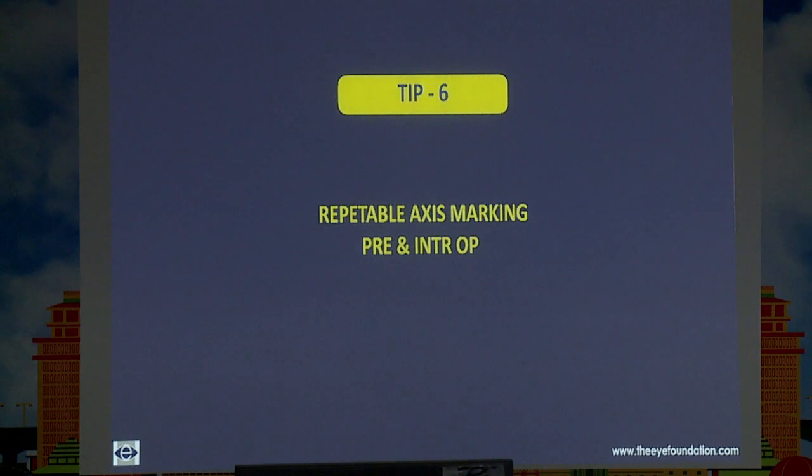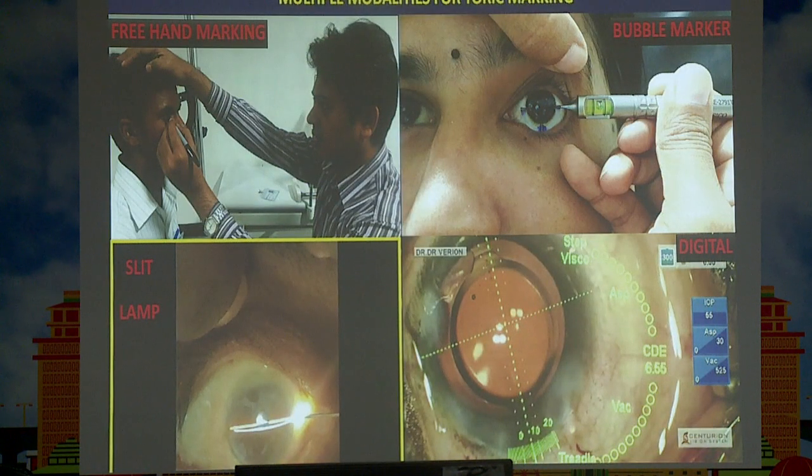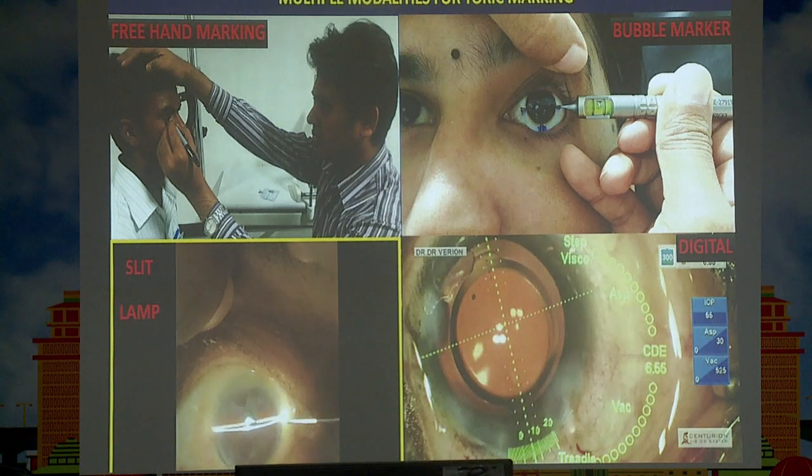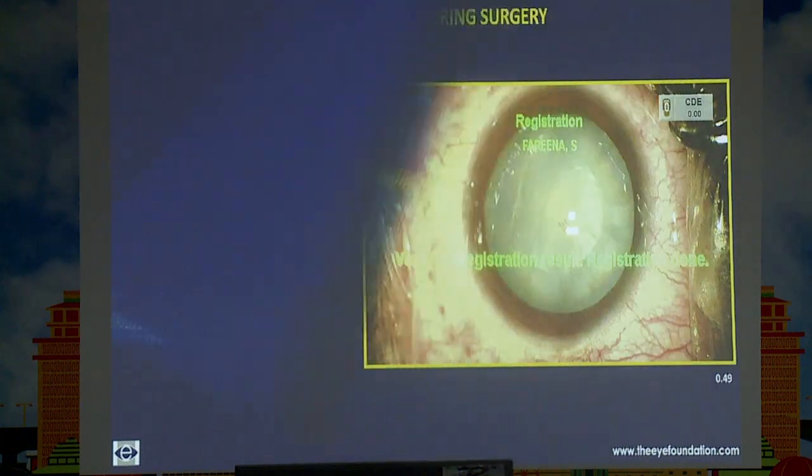Repeatable axis marking, pre and intraoperative, is extremely important. Depending on whatever you are familiar with, you can use any of these modalities. If you have a digital marking system, that's of great use for getting excellent positioning of these lenses. But if you have good experience with any of these systems, that will also work well. I most often use a digital marking device on the operating microscope. But before that, I used to go with the slit lamp, where with the undilated pupil we used to mark the 0-180 degrees axis, and then subsequently do a marking during the surgery. Intraoperative alignment is extremely important.